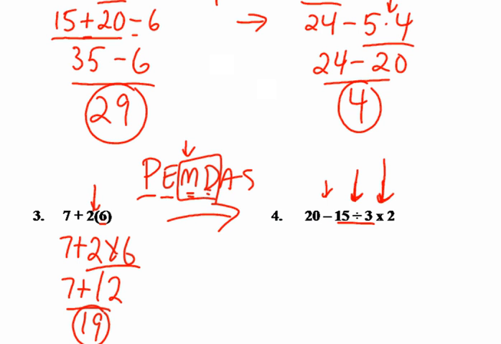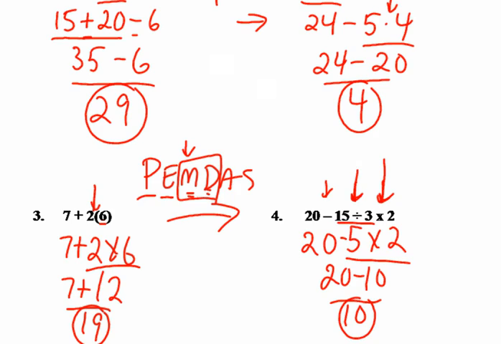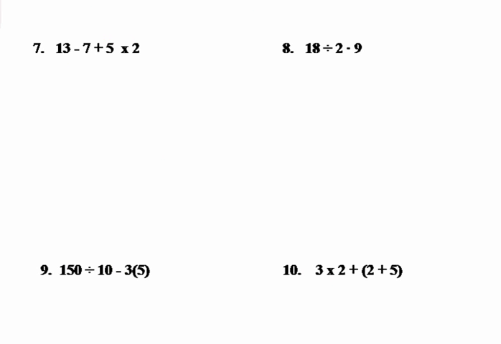And 15 divided by 3 is 5. I'm going to bring everything else down. We would do multiplying before we would do our subtraction. And then 20 minus 10 is 10. Let's do a few more of these. So again, you want to write PEMDAS at the top of your paper just to remind you of the order of operations. In this example, number 7, we don't have any parentheses or exponents. We do have multiplication, so we'll do that first.